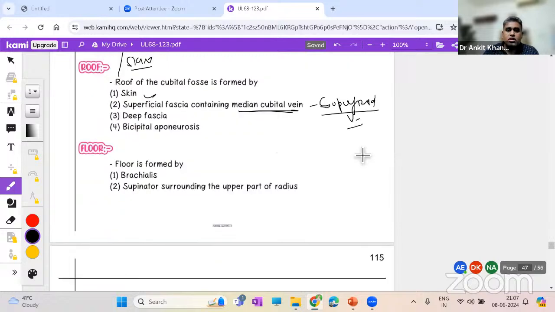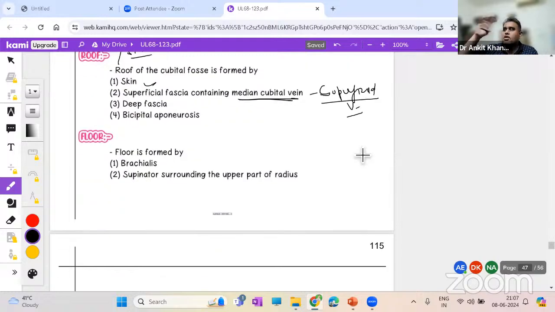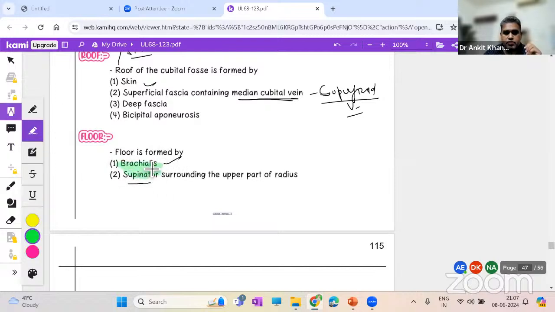Okay, floor is where? Floor is deep inside. If you look at a room, the roof is at the top, the floor is at the bottom. It is very simple. Just think of a room. Roof is at the top, floor is at the bottom, and whatever is in the room, table, chair, whatever, those are the contents. The floor is below, the deeper aspect. You have the brachialis muscle and supinator. Don't forget these two muscles, they form the floor.